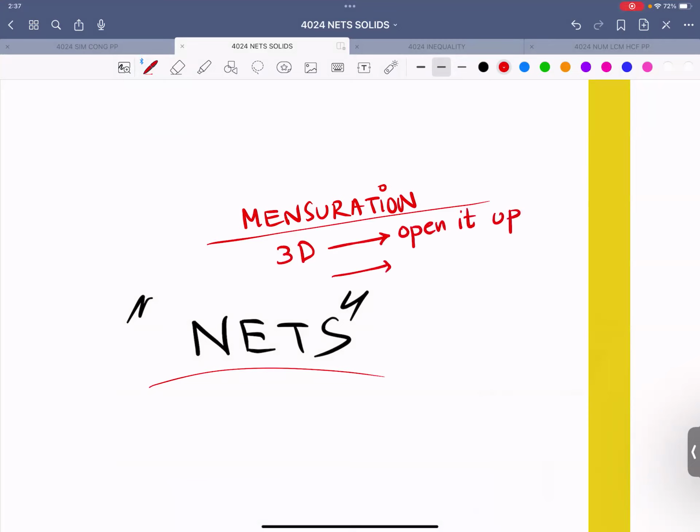A net of a 3D object is a 2D shape that can be folded to make the 3D object. Just basically consider this as a box. And if you use a cutter and you open up the box, everything will be laying flat. So a 3D object will become a 2D object.